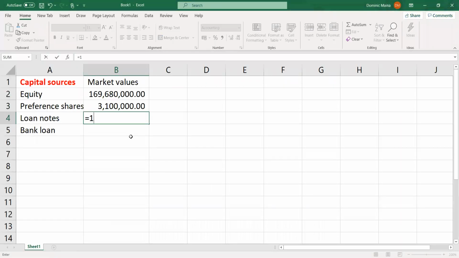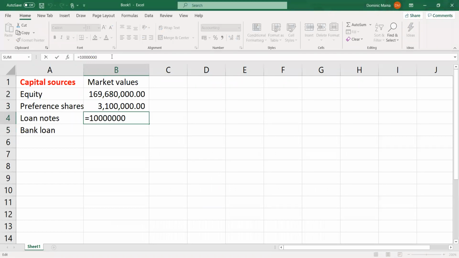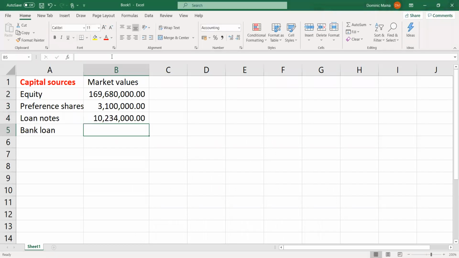So therefore the market value will be 10 million. We multiply by 1.0234. Sorry, 1.0234. That's together for the total market value of the company notes.